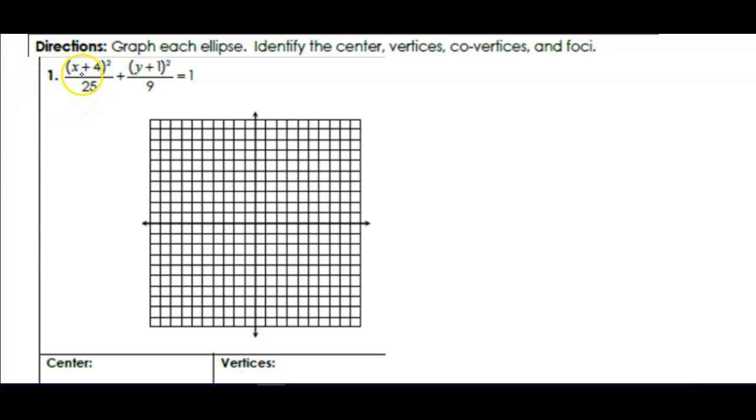So this one would have H is -4 and K is -1. The X goes with the H and the K goes with the Y, whether they're long ways or short ways, whether it's vertical or horizontal. So the center is at H, K, or -4, -1.